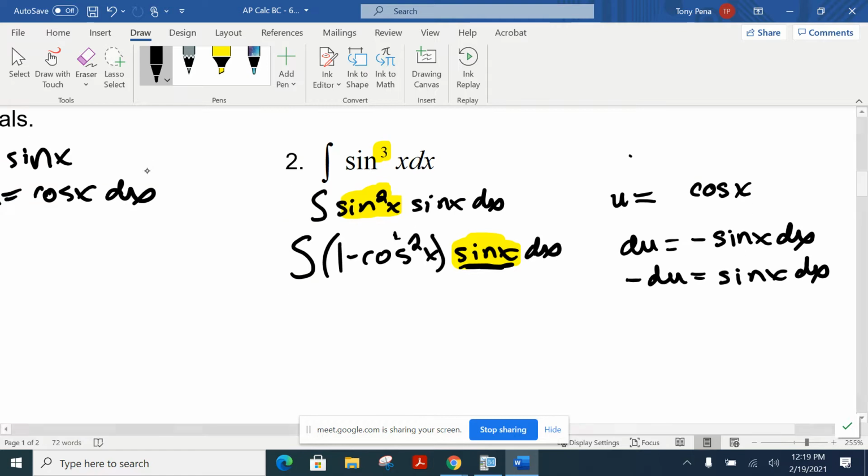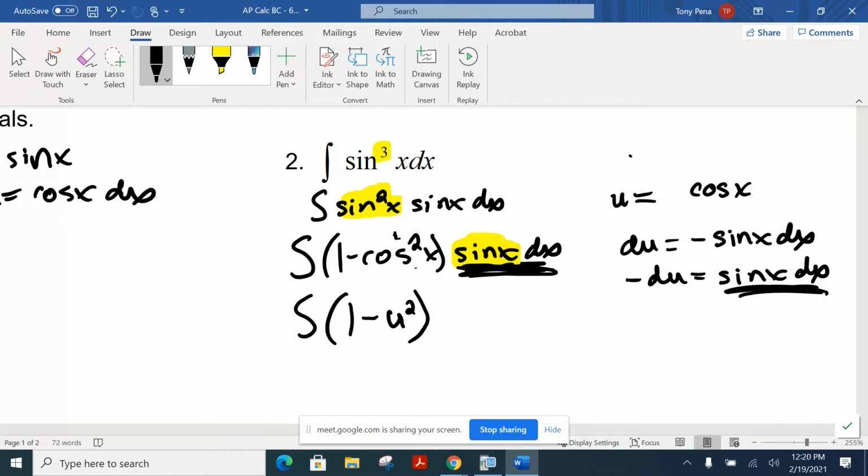Go ahead and substitute what we now have. So we never got rid of the 1. We still have our minus sign. The cosine was our u, so this should now be u squared. The sine of x dx we created over here. So the sine of x dx that we need to get rid of here, that's equal to a negative du.